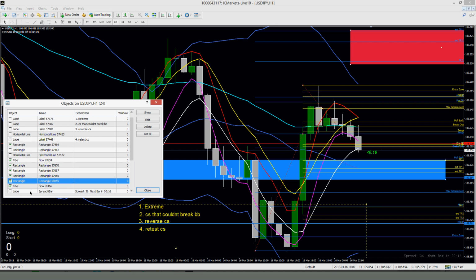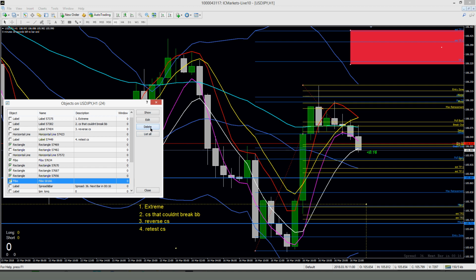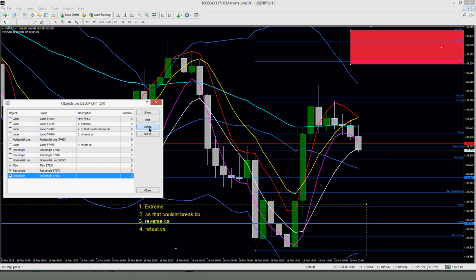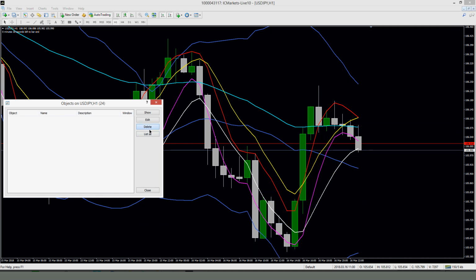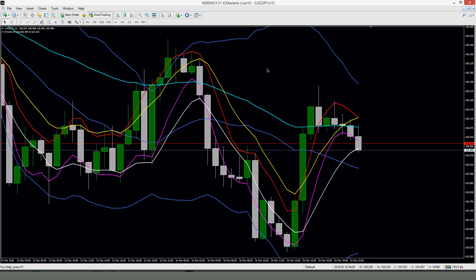Okay, so let me just delete all of this Fibonacci rectangle. Oh my goodness! I think I deleted everything. All right. Okay. So right now, as I said, sometimes the fewer indicators we have, the clearer we can see. But I already have narrowed down to this particular point at which we're going to go for buy, for example.